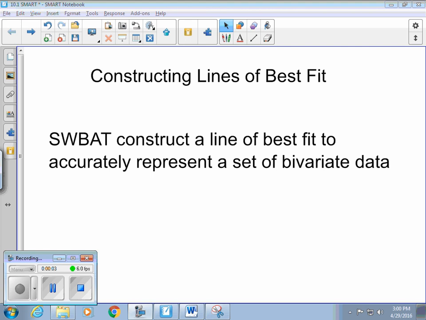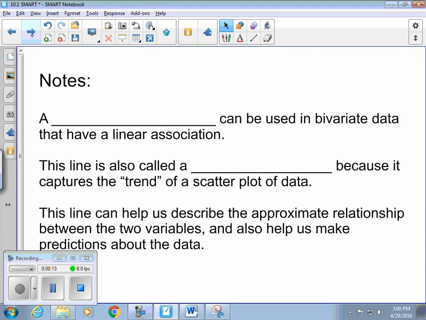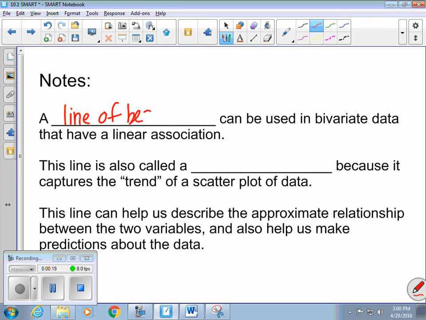Today we're going to be discussing constructing lines of best fit. Students will be able to construct a line of best fit to accurately represent a set of bivariate data. A line of best fit can be used in bivariate data that have a linear association.